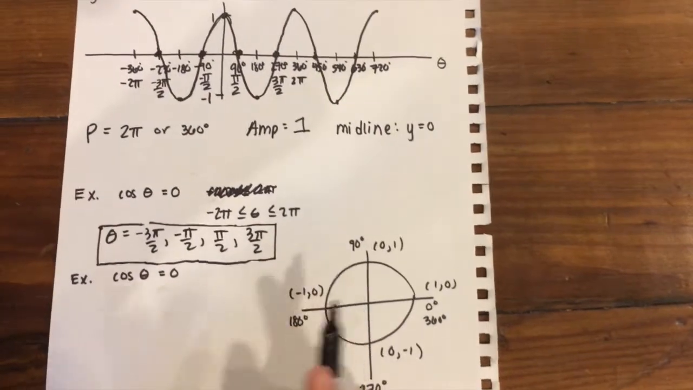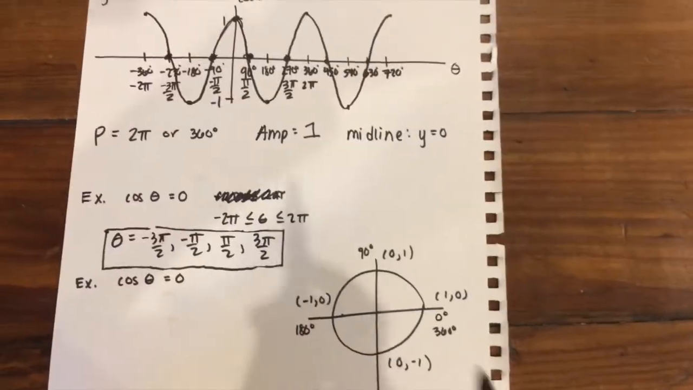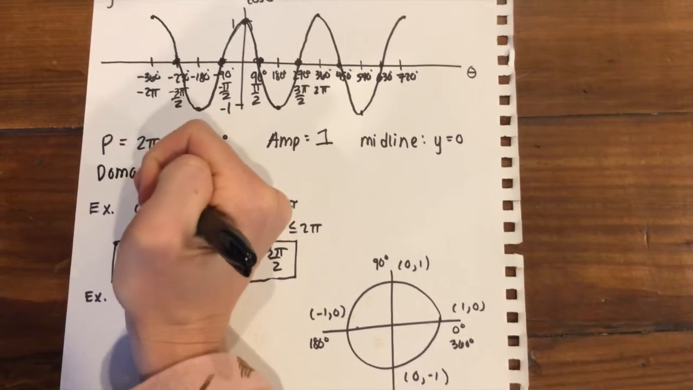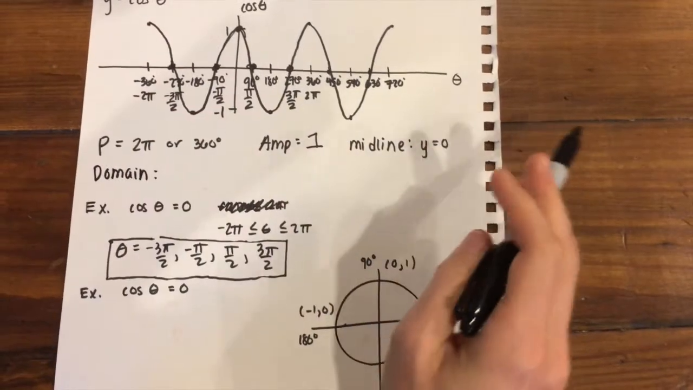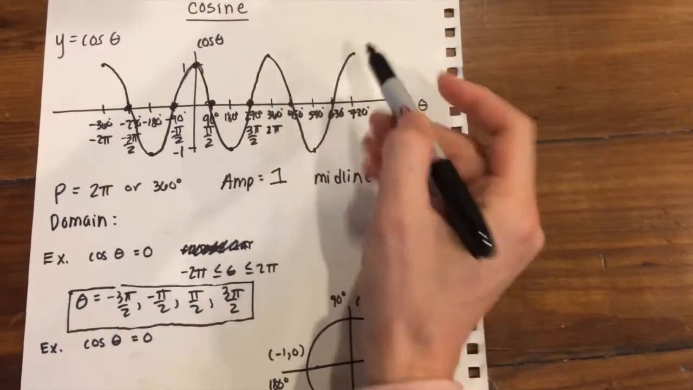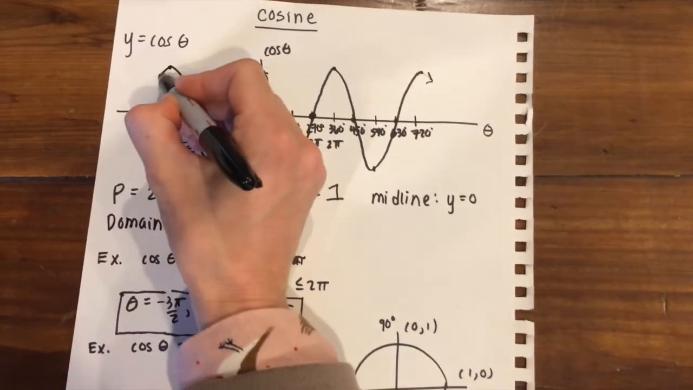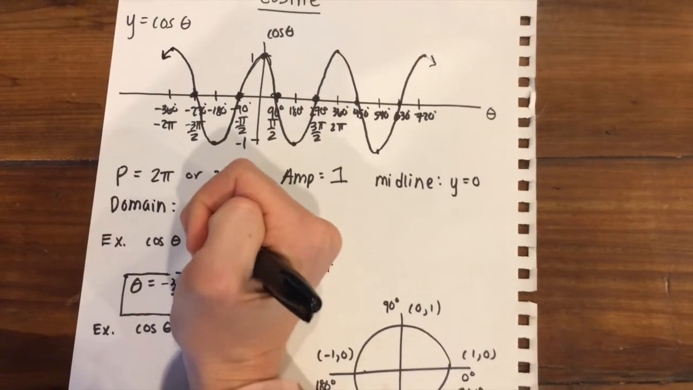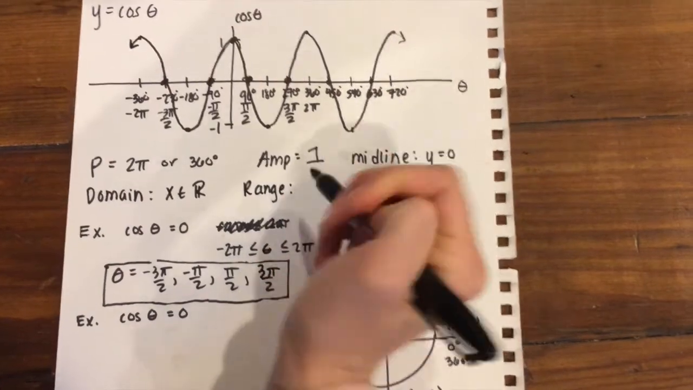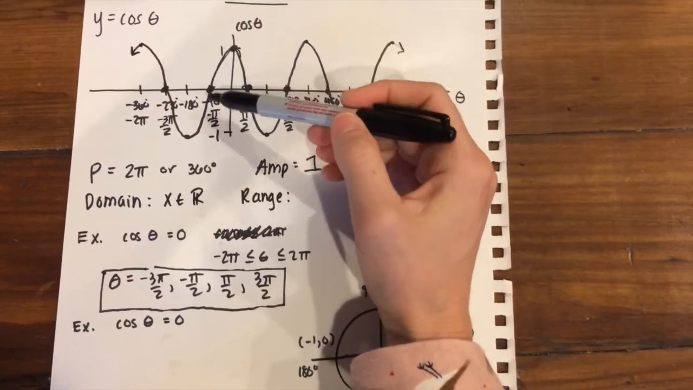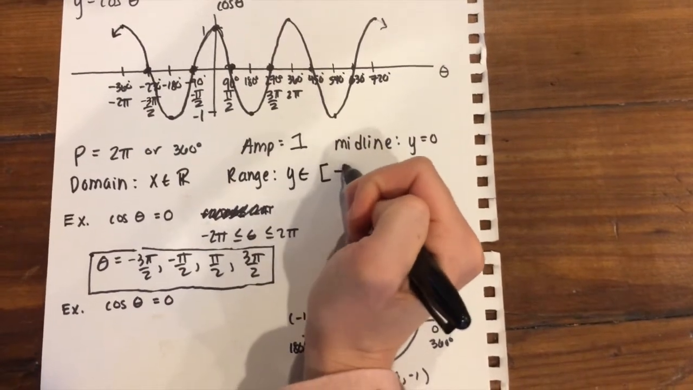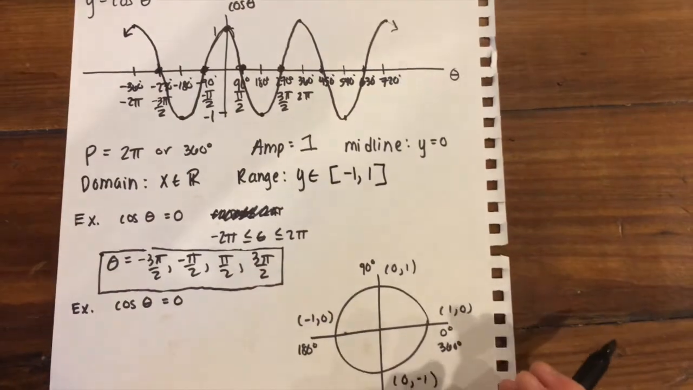Okay, now the next question is where does cosine theta equal 0? And it's for the entire domain. And we forgot to write down the domain. So domain here, the domain is all real numbers because domain is your x values, and this function continues on forever in the x direction. So I would say x is an element of all real numbers. And the range are your y values for the function, so it goes from negative 1 to positive 1. So I'd say y is an element of negative 1 to 1.